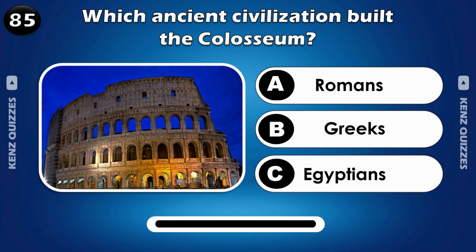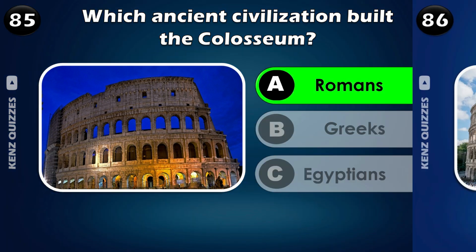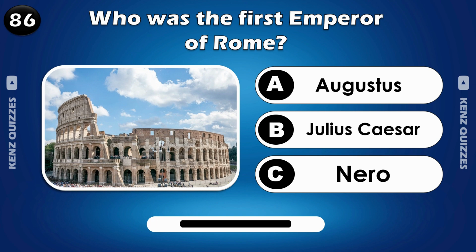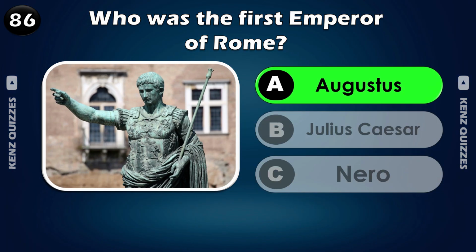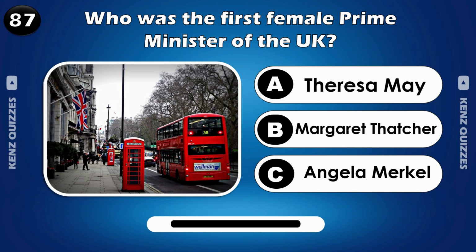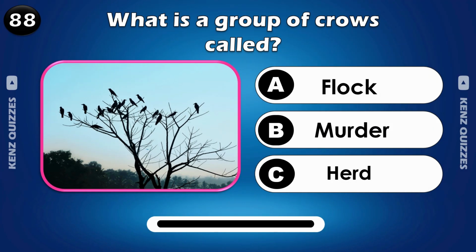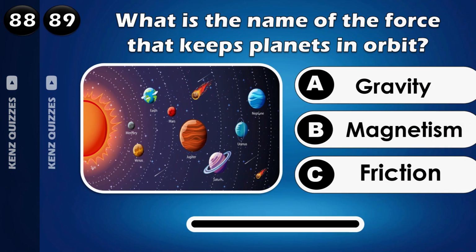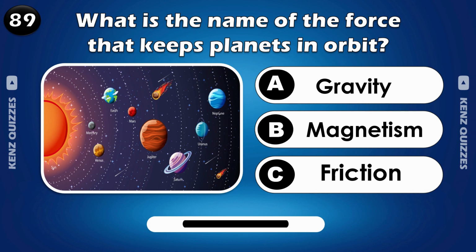Lamb. Which ancient civilization built the Colosseum? Romans. Who was the first emperor of Rome? Augustus. Who was the first female prime minister of the United Kingdom? Margaret Thatcher. What is a group of crows called? Murder. What is the name of the force that keeps planets in orbit?